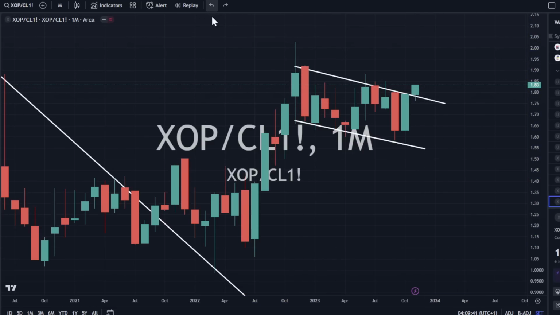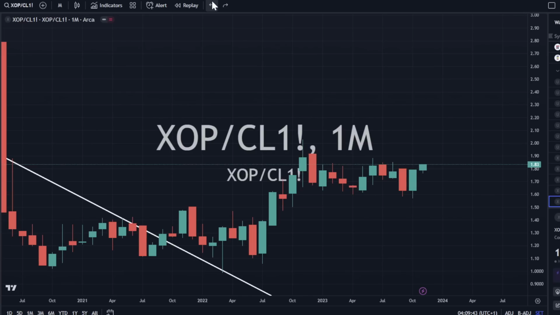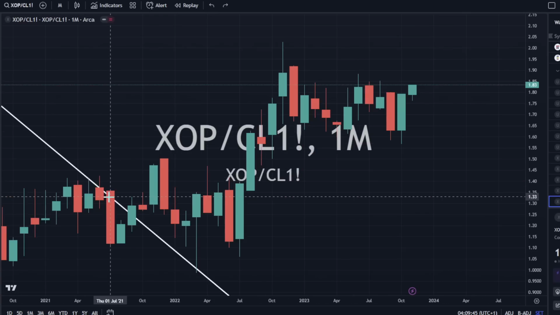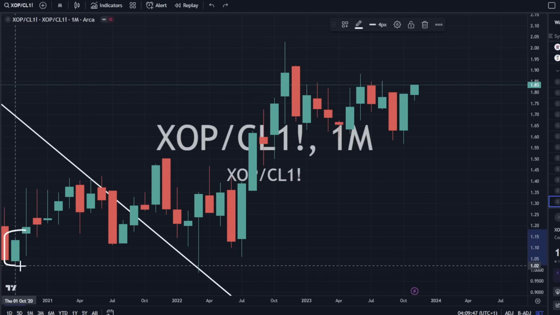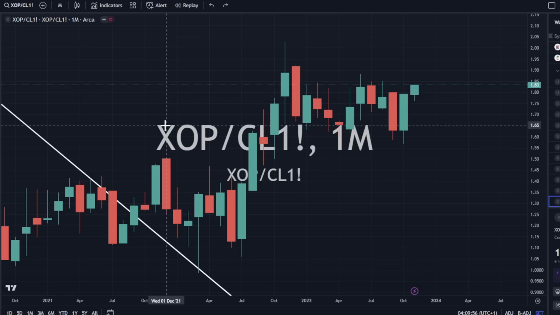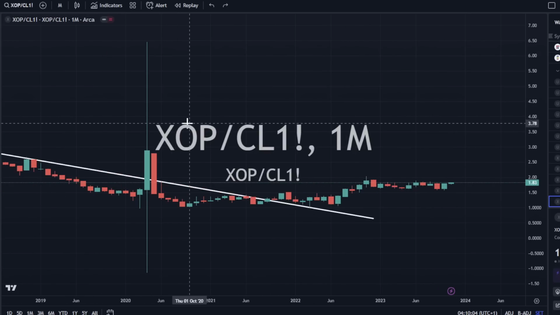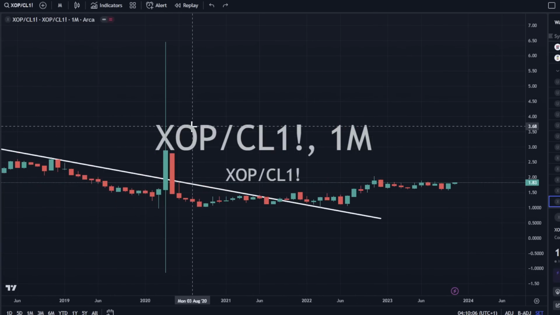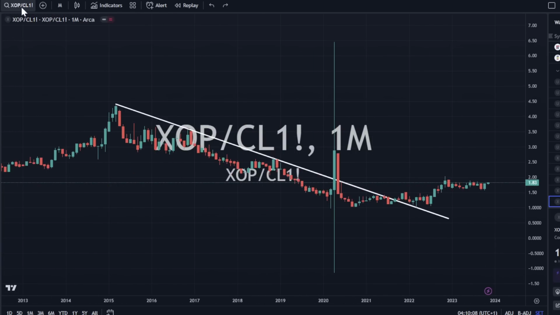So XOP is going to outperform crude oil, and you could have bought this at a level that was down here in October of 2020. It was at 1, and right now we're at 1.83. So basically XOP has doubled against crude oil, and crude oil went from 0 to 80-something dollars that we're at today, 82 or 3 or whatever it is. So huge outperformance there.